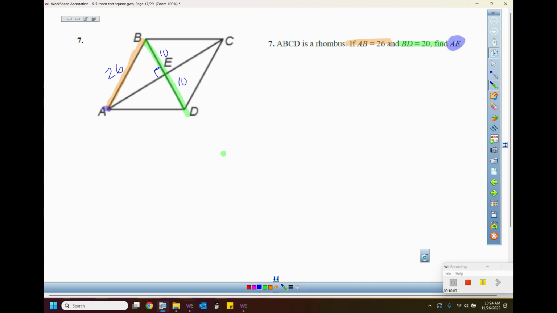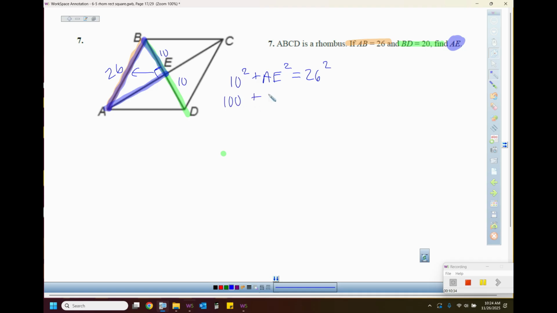And look what they want me to find. They want me to find this blue thing, A to E. Well, look at what we got here. Isn't this our good old friend, the right triangle, where we know two sides? So 26 is the hypotenuse because it is across from the 90. I'm going to do the Pythagorean theorem, where 10 squared plus the distance from A to E squared should equal 26 squared. And then I'll do all this in my calculator.